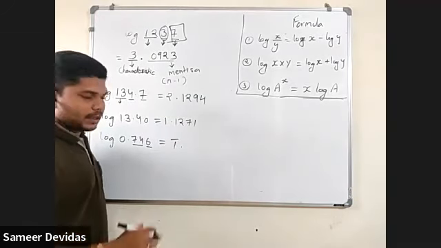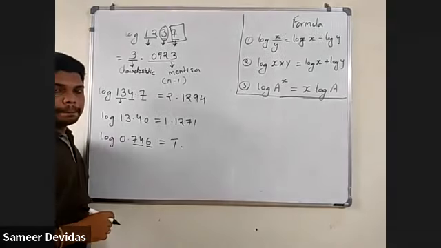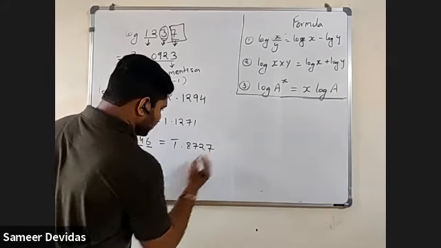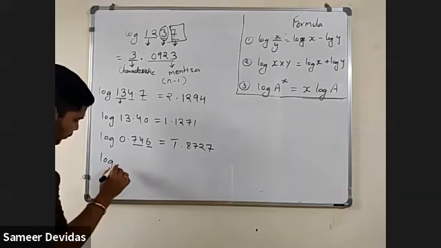Okay, just you have to consider. So it is 74 under 6. What is the answer? 8727. Okay, this is your answer. Understood, students? Yes, sir.